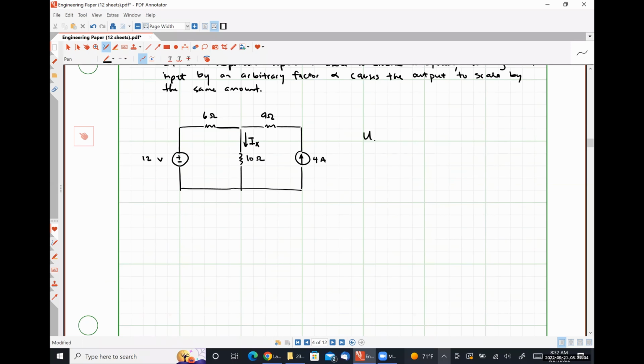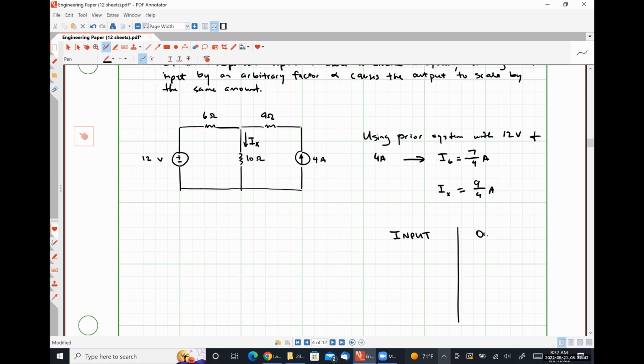Let's just write here, using prior system with 12 volts and 4 amps yielded I6 is equal to -7/4 of an amp, and IX was equal to +9/4 of an amp. Okay, so I'm going to write a table here. On the left-hand side is going to be my inputs, and on the right-hand side is going to be my outputs.